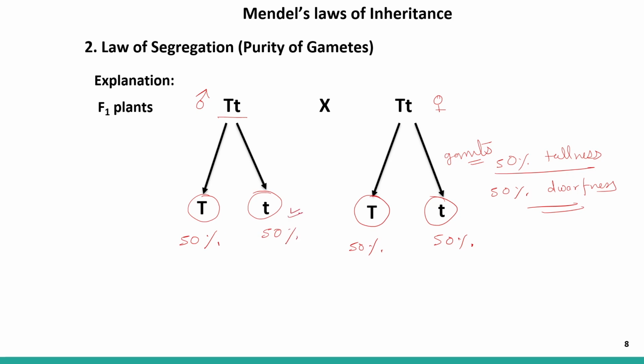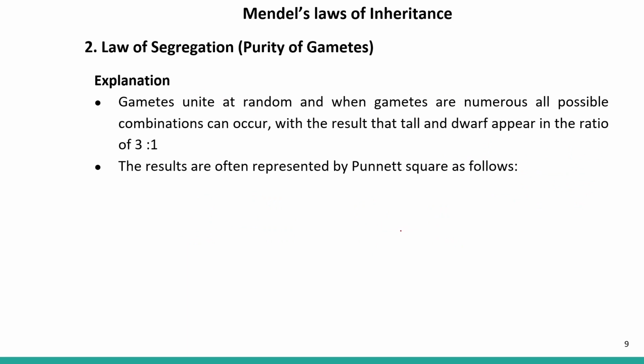So the gametes are pure. Gametes are not in a heterozygous form as the parents at the F1 level were. Those are not pure form, they are contaminated: one allele is capital T and another one is the small t, right? But if we see at the gamete, the gametes are totally pure, and that is why it is called the purity of gametes. So the gametes unite at random.